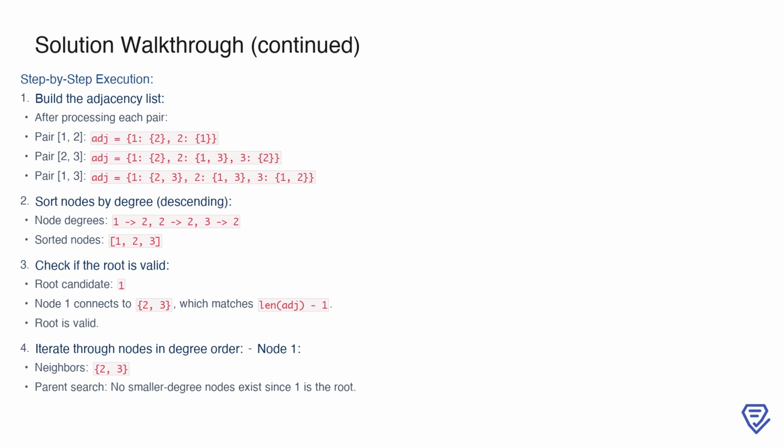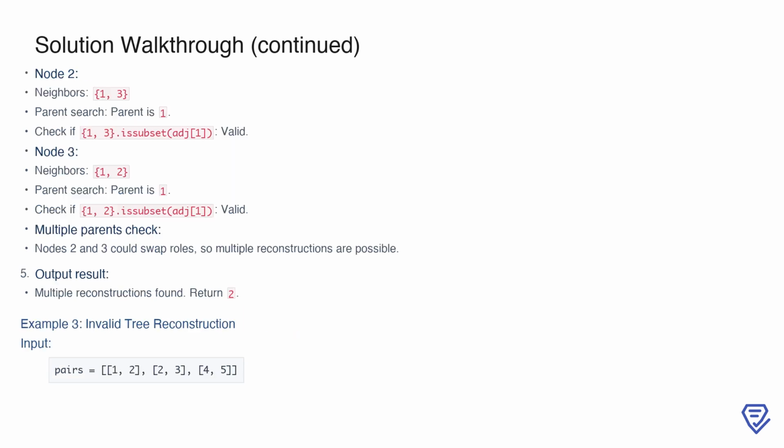Now, we begin iterating through the nodes in degree order. Starting with node 1, its neighbors are 2, 3. As the root, it doesn't have a parent to consider. Next, we examine node 2, which has neighbors 1, 3. The parent of node 2 is determined to be node 1. We check if 1, 3, the neighbors of node 2, is a subset of adj 1, the neighbors of the root. This condition is valid.